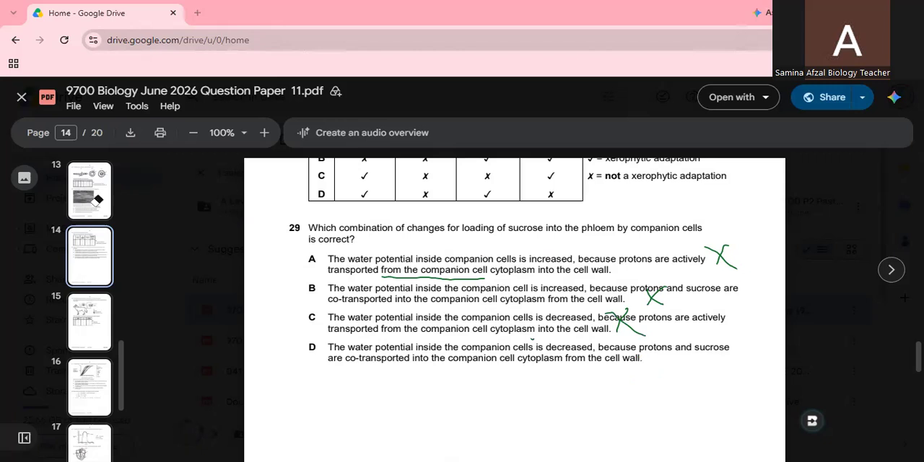Now we are moving towards D. D says the water potential inside the companion cells is decreased because protons and sucrose are co-transported into the companion cell cytoplasm from the cell wall. So this is the correct option and it happens. So D is the correct answer.